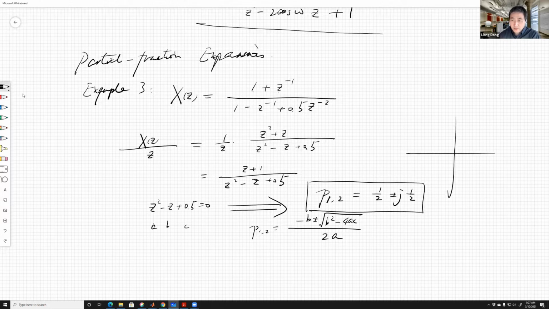So if you draw this on the z domain, this is real, this is imaginary. I get a half here, positive j half, and a negative j half. So I got 2 poles here, P1 and P2. They are within the unit circle. This circle is the unit circle. All right, so now how can we calculate the residues?